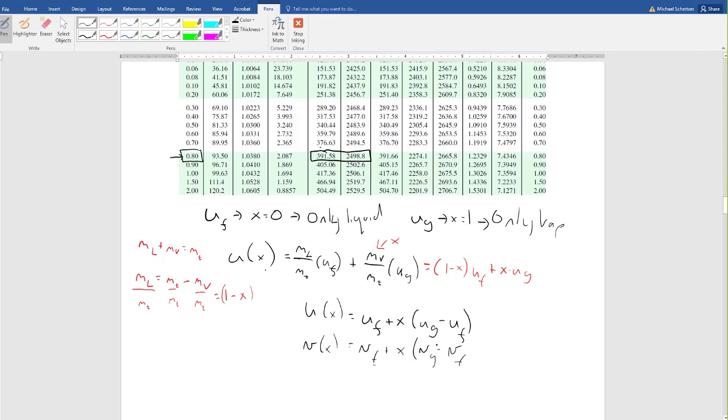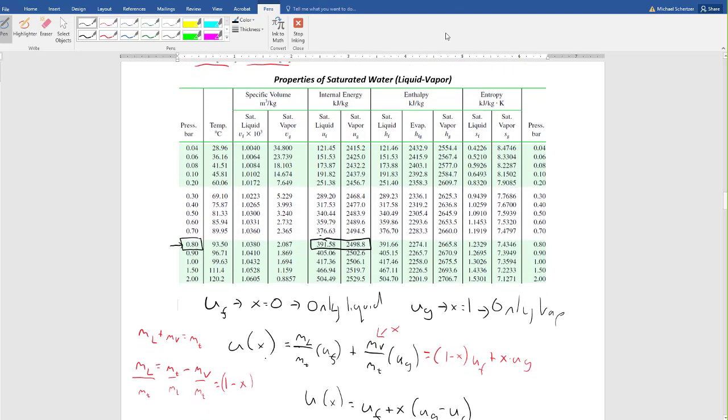The only other thing that I want to tell you about this table, and it only matters when we start to talk about h, is that we have this thing called h_fg. We don't have u_fg or s_fg. This is just going to be h_g minus h_f. And we're not dealing with h yet, but we will.